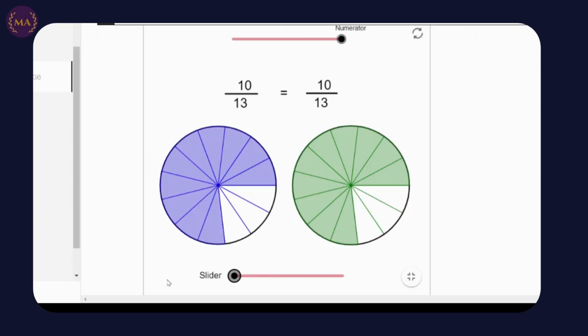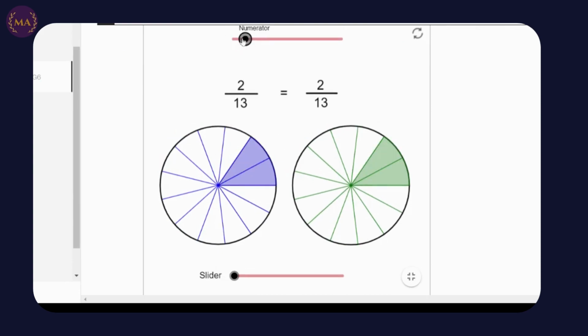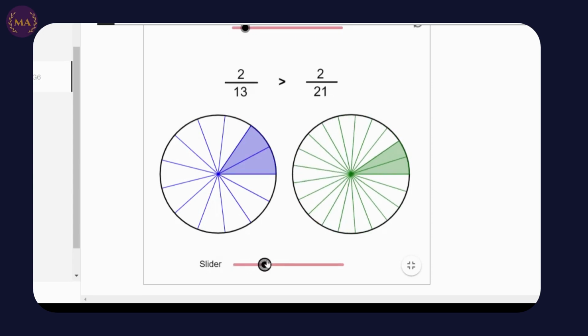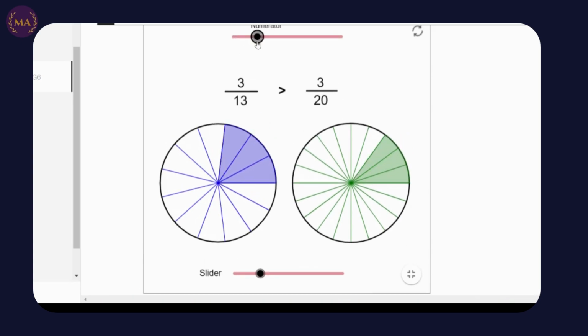Here you can see that as I move the slider, the denominators are the same and the shaded part is the same, right? 2 by 13 and 2 by 13. You can see that the shaded part is the same. I'm just changing the numerator. Now I'm going to change the denominator. I'm making it 20 and 20. Now just observe both the circles carefully. For 2 by 20, the denominator is big, the shaded part is less, compared to 2 by 13, where the denominator is smaller, but the shaded part is more. Right? So smaller the denominator, greater the fraction.